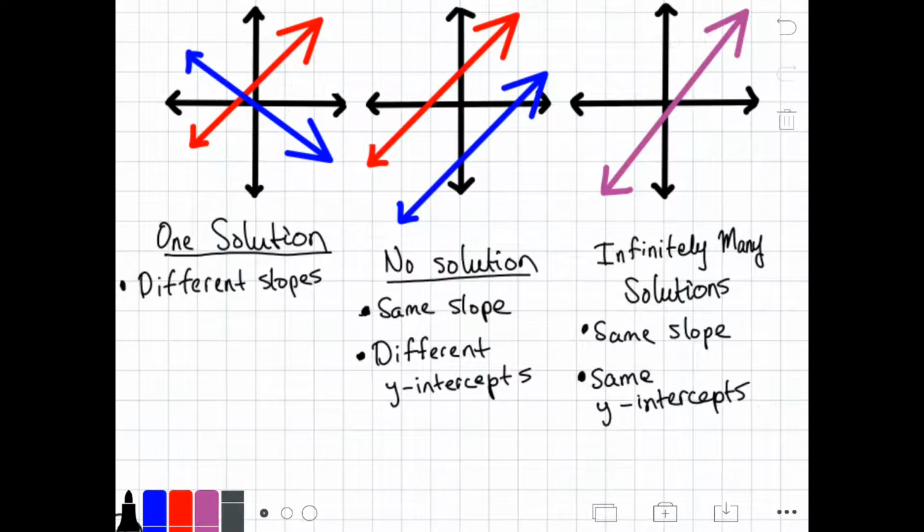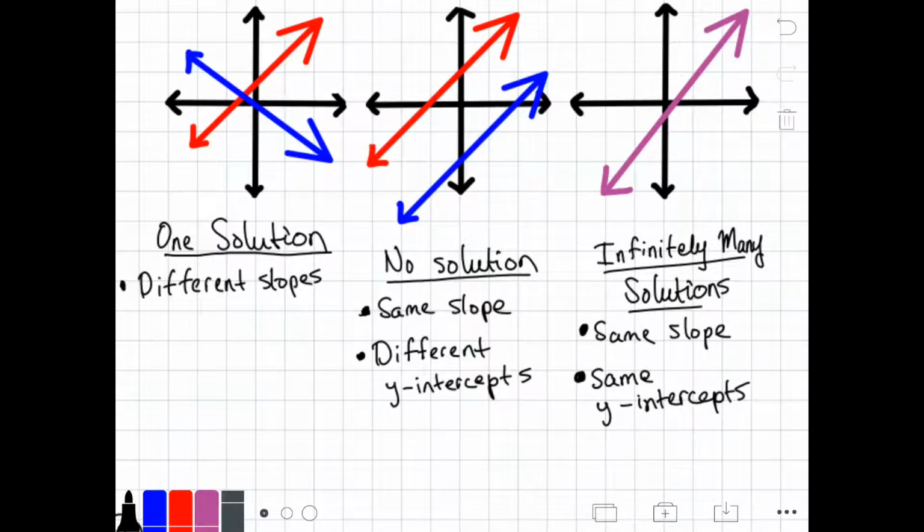So how can we tell by looking at the equation whether or not we have infinitely many solutions? Well, they have the same slope and the same y-intercepts. When you see two overlapping lines or two equations with the same slope and same y-intercept, we say infinitely many solutions.